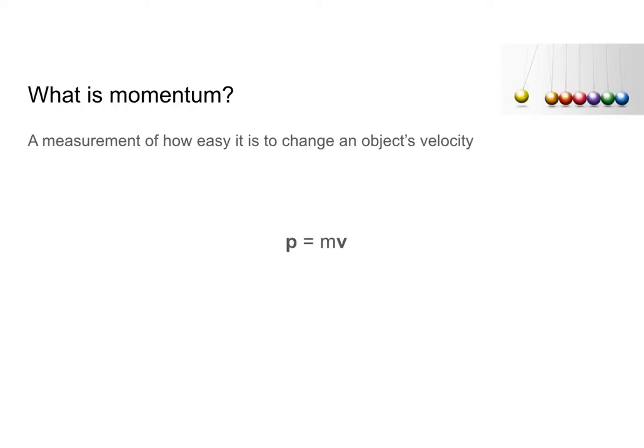So we're going to define momentum as a measurement of how easy it is to change an object's velocity. And more importantly, we are going to define momentum, P, as being equal to mass times velocity, V. You might notice that both P and V, momentum and velocity, are bolded, and that is to represent the fact that they are both vectors.